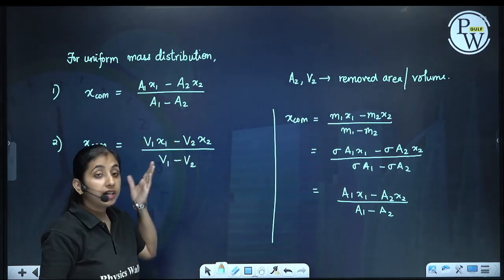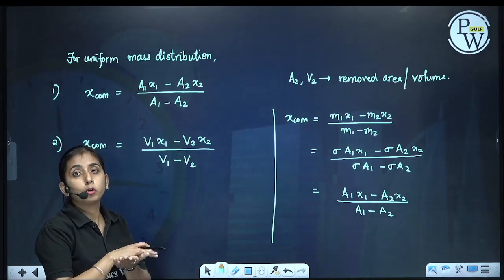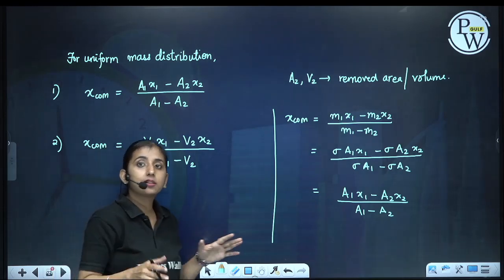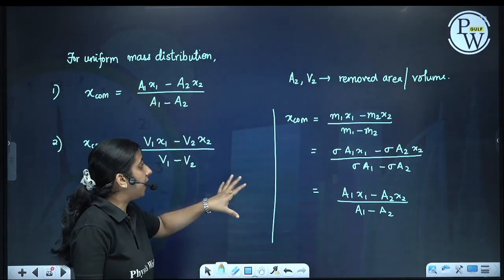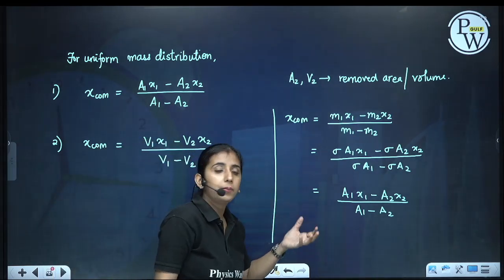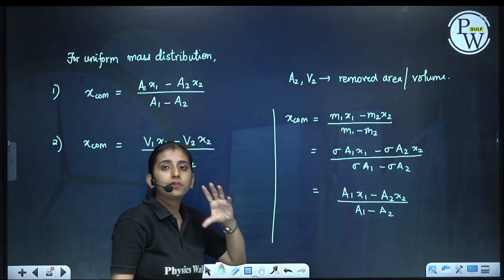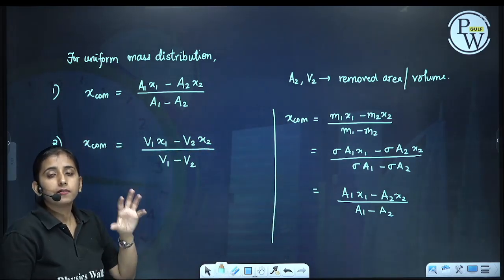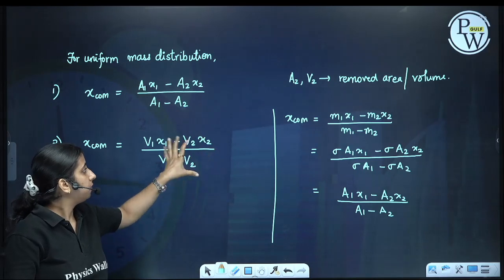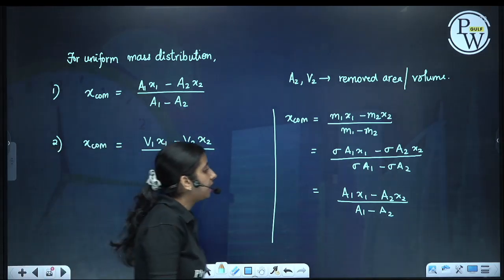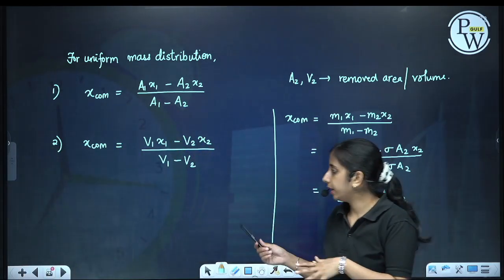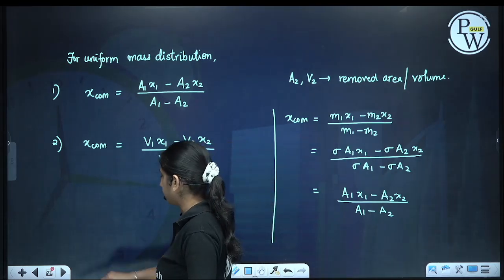If we have area density, like mass distributed over a sheet, surface, disc, all such surfaces, lamina, square plate, rectangular plate, then we will use area. If it is a sphere, we will use volume. Okay, this is how we calculate center of mass of composite systems.